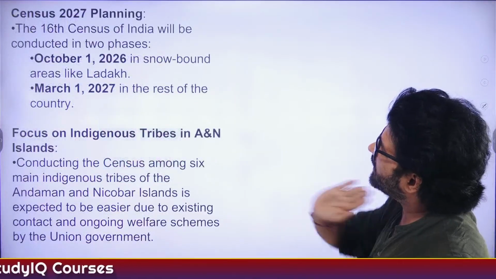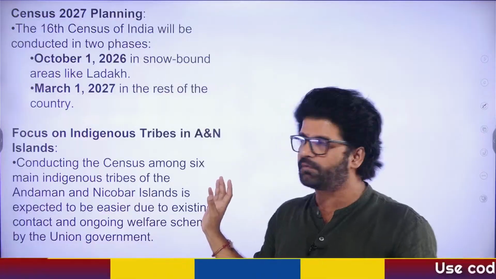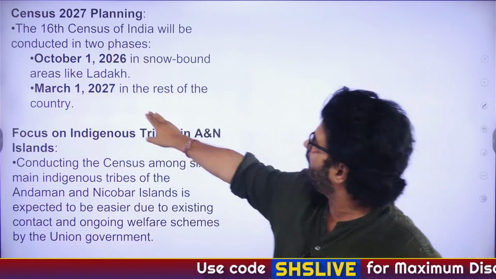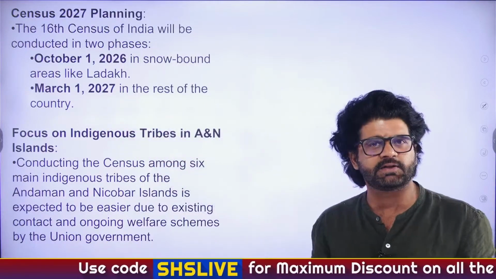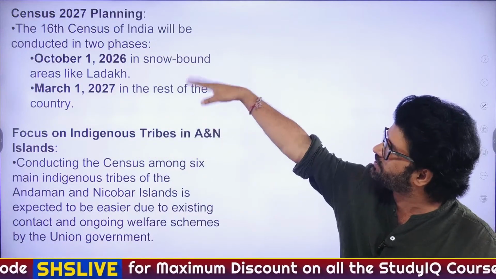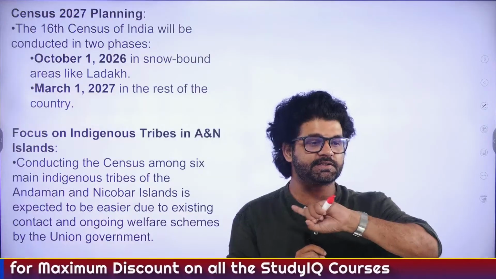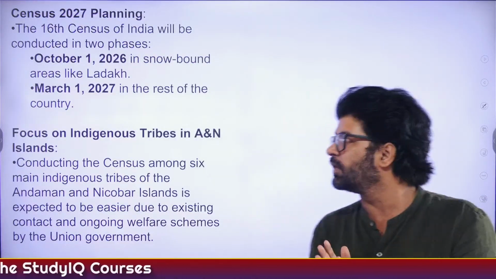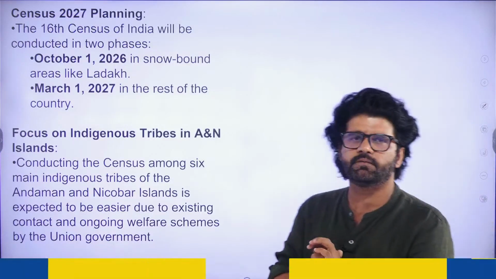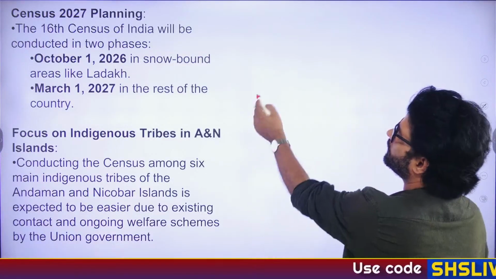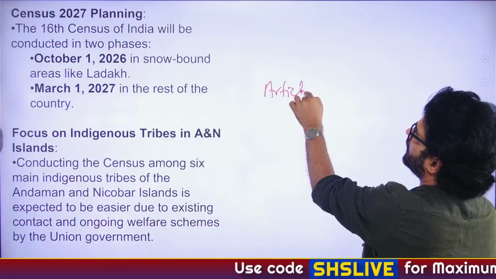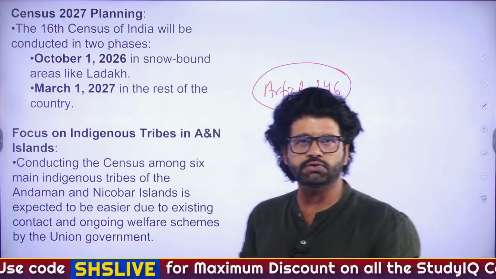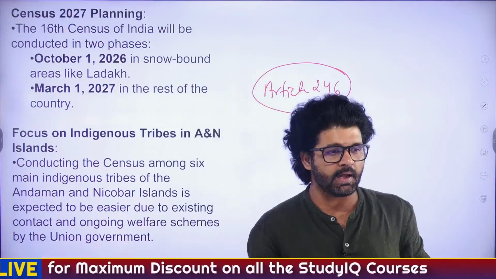So what is happening here? The 16th census will happen in 2 phases. It will start earlier in Ladakh because of its inhospitable climate and happen later in the rest of the country. From the census perspective, we have discussed this earlier also. Very good, Anandu. Census comes under, I have made one video on Article 246. We have also discussed Article 246. Article 246 of the Indian Constitution talks about the Union List, State List and Concurrent List.